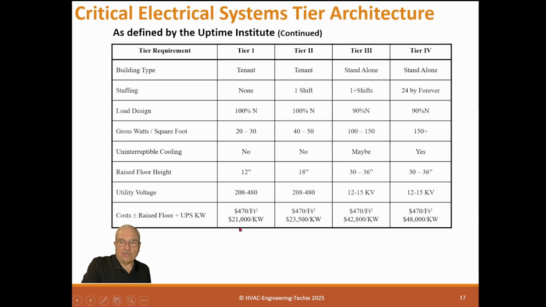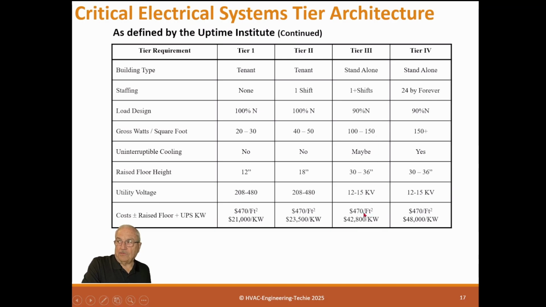Now this cost, I'm sure, has changed. Even this has been updated, probably 2 or 3 years old. So the raised floor cost plus the UPS, you have to add both of these together. The room itself should cost you about $470 a square foot. Everything else should cost you about $21,000 a kW. In Tier 2, it's $470 per square foot plus $23,500 per kW.